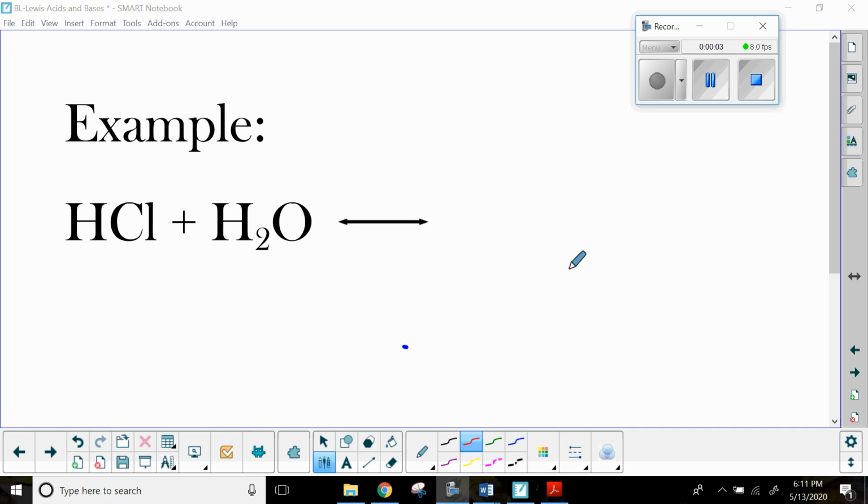Alright, so here's another example. Not so straightforward this time. I've got hydrochloric acid mixing in water. And we know that hydrochloric acid will mix in water because they are both polar substances.